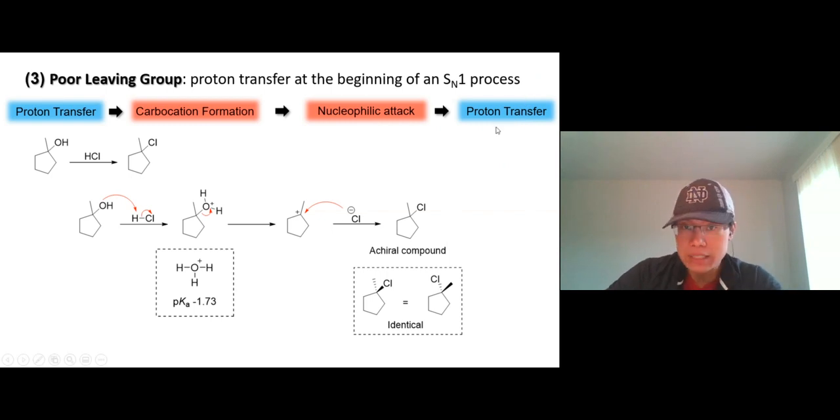Try to be familiar with all these steps, and when you actually draw the reaction mechanism on the quiz, play it by ear. We all play it by ear. Just think about what you have to do at each step. All right.